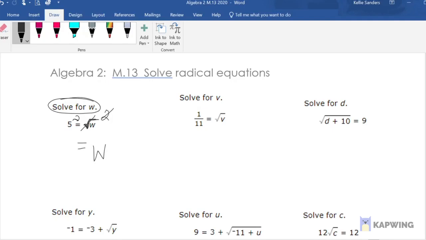Then I have 5 squared, and 5 squared is not 10. It is 25. Basically, the square root of 25 is 5, so that's how you would check it if you wanted to.